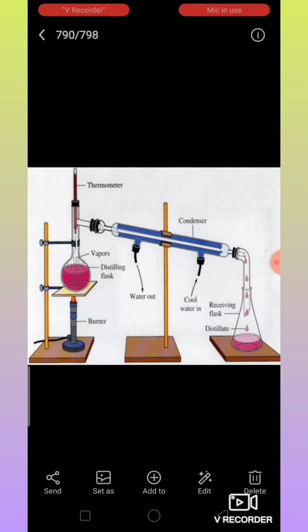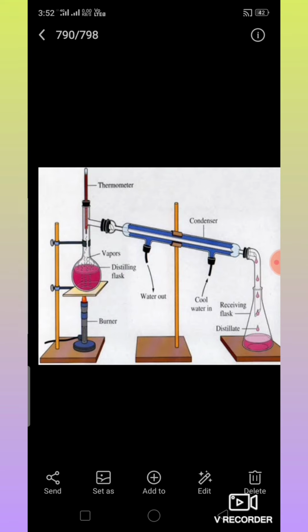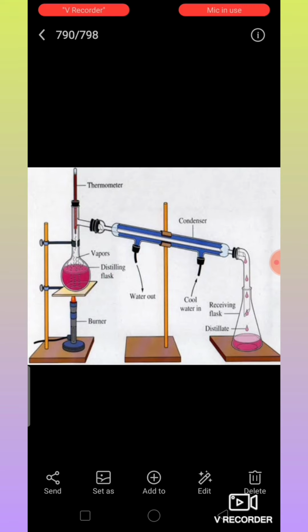It is actually a combination of evaporation and condensation. That is, distillation is equal to evaporation plus condensation. In this method, a solution is heated in order to vaporize the liquid. The vapor of the liquid on cooling condenses into pure liquid. For example, sea water in many countries is converted into drinking water by this distillation method. This method is also used to separate two liquids whose boiling points differ by more than 25 Kelvin.